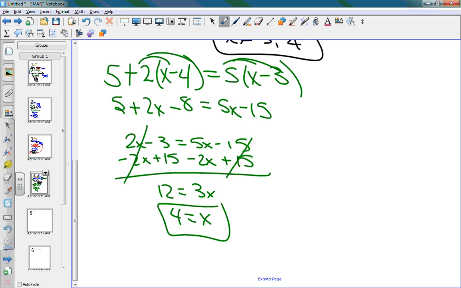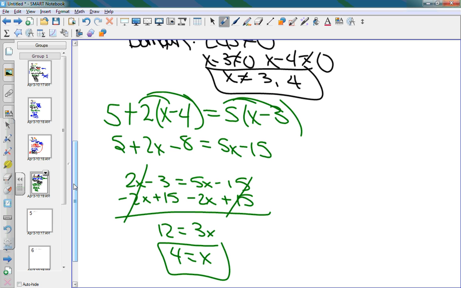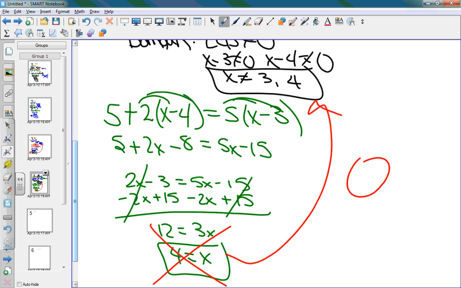Why do we have a problem? We have a problem because up here, it says x can't be 4. So if it cannot be 4, that means I have to toss this one out, and what's my only answer? No solution.